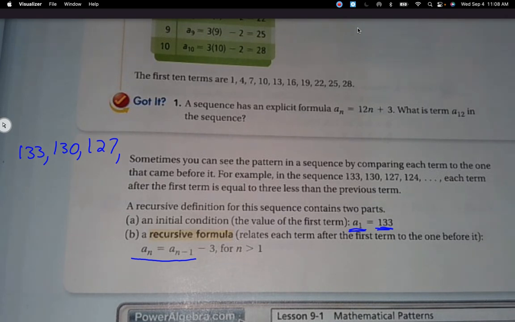But every time, what I underlined in blue looks like that. You do something with the term before it. Recursive formula, you have to know the term before it to see what the next term is. Explicit formula, you can just plug in whatever number you want and find that term.